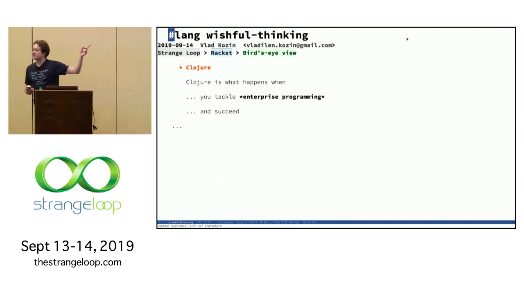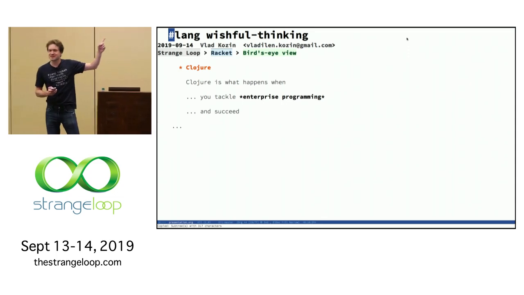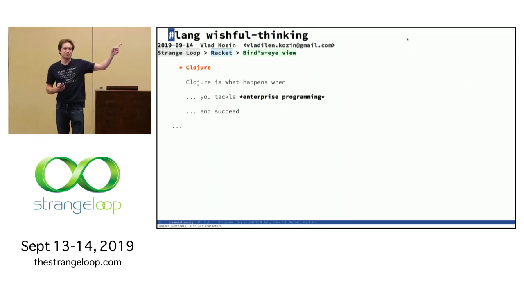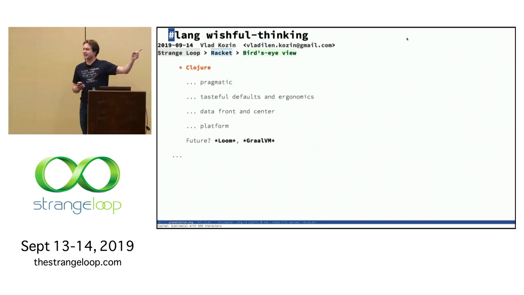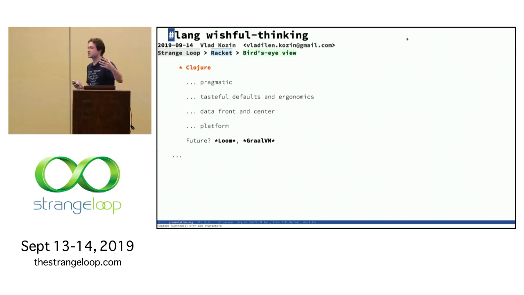In my opinion, Clojure is kind of what happens when you decide to tackle this really gnarly problem, enterprise programming, and you succeed. It's a cool language. I really like it. It's very pragmatic. It comes with some very tasteful defaults. Ergonomics is great. Data is front and center. Platform gives you a lot of batteries out of the box, battle-tested batteries. Unfortunately, platform is also what limits it, I think.